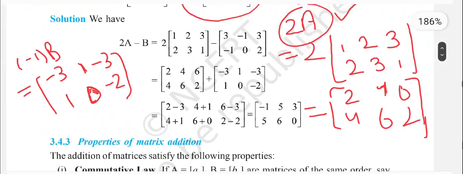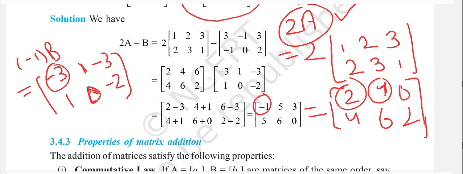Now you can see here, when I add 2 with minus 3, I get minus 1. When I add 4 with 1, I get 5. Okay, this is not 0 actually, this is 6. When 3 is multiplied with 2, I get 6. So when 6 is added with minus 3, I get 3. Similarly, when 4 is added with 1, I get 5. When 6 is added with 0, I get 6. 2 added with minus 2, I get 0. Hope it is clear.